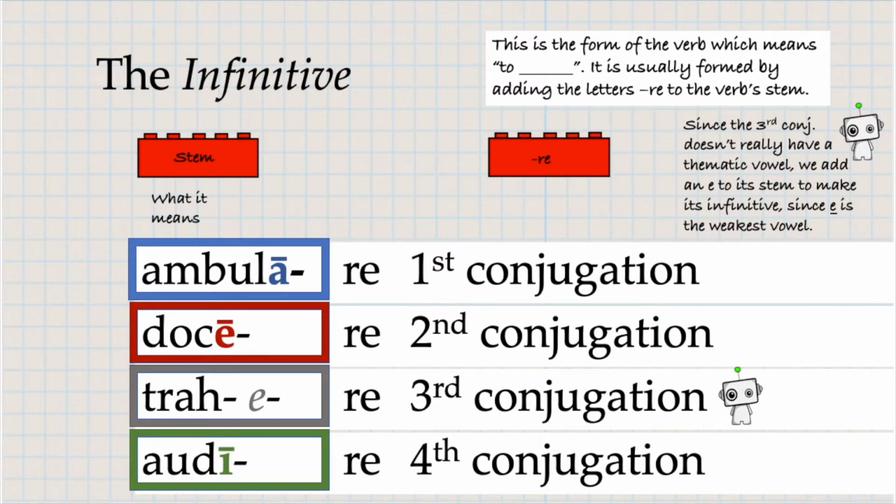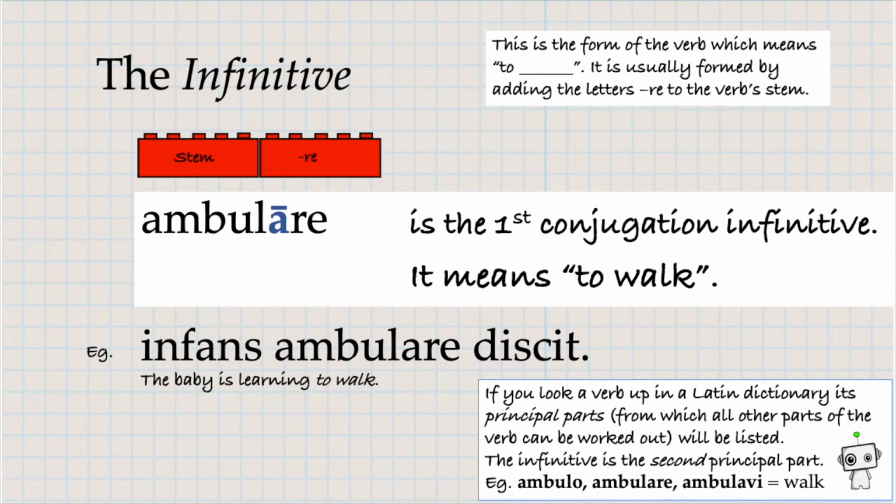So, looking at the first conjugation infinitive more closely, ambulare means to walk. Here's an example. Infans ambulare discit. The baby is learning to walk. So that's how we're going to use our infinitive: to walk, to carry, to look.